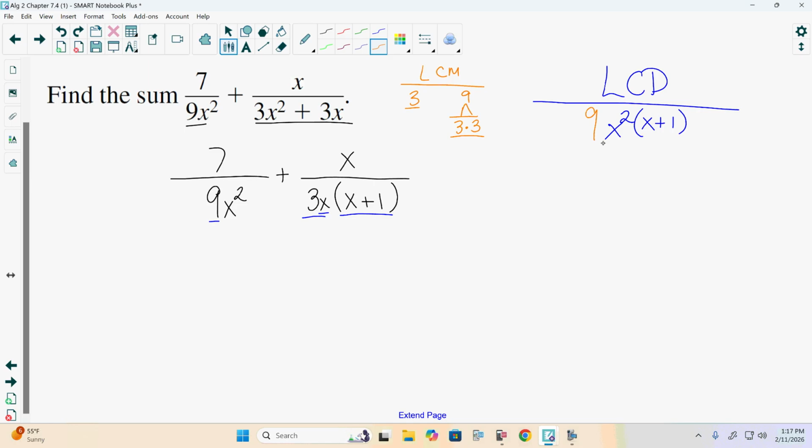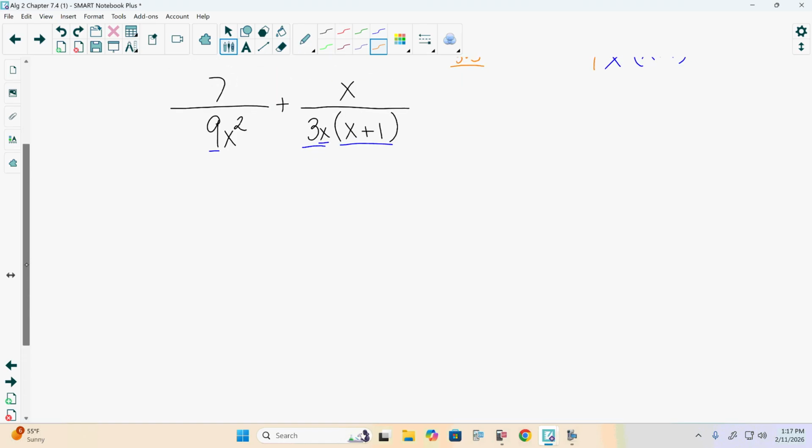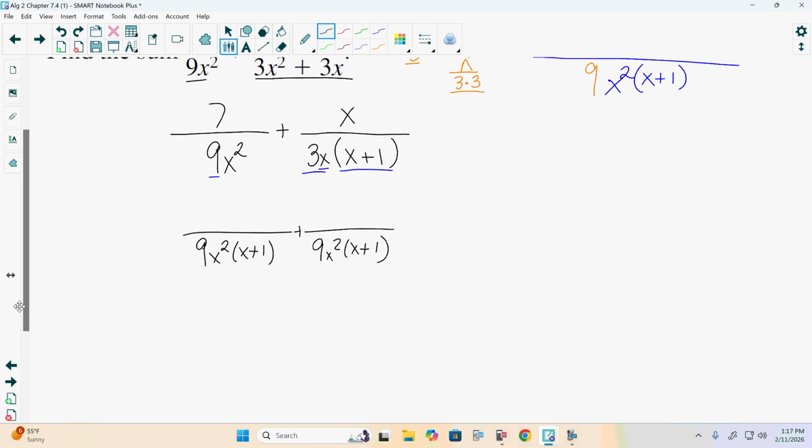Now what that's telling us is for us to be able to add or subtract these two fractions, these two rational expressions together, we need the denominators to be this expression 9x squared times x plus 1. Because if we can get both of them to be 9x squared times x plus 1, the denominators are the same, and we can add or subtract, in this case, add the numerators together. Now to do that, we're going to multiply both of them by 1.